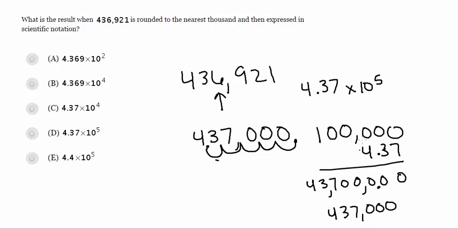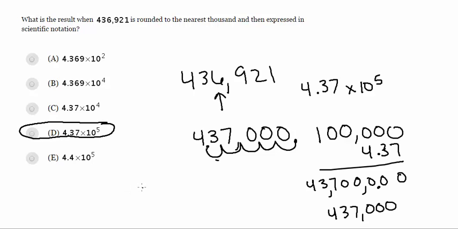I know I kind of skipped steps here, but if you're not sure that this is true, go ahead and do 10 to the 5th power, and you'll get 100,000. Then when you multiply 100,000 by 4.37, you'll get this initial answer of 437,000. So now if we take a look at our answer choices and go through them, we are going to find that answer choice D is our correct answer.